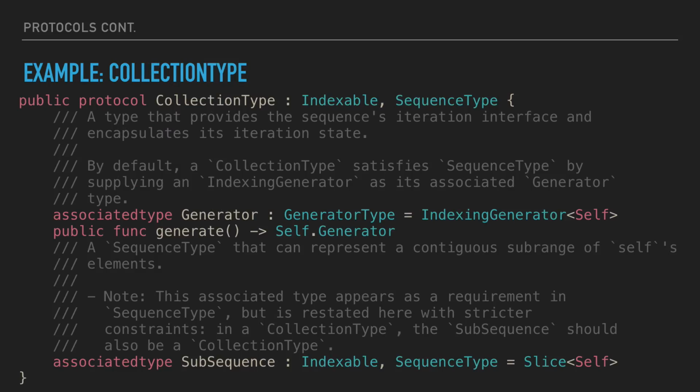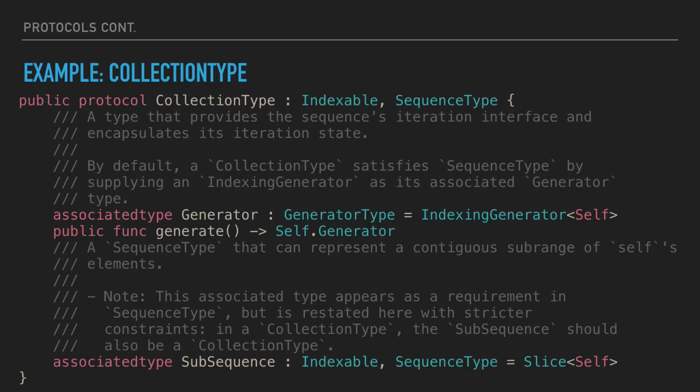Another example in the standard library is CollectionType. And CollectionType is one of the protocols that underlies things like arrays and sets. And this CollectionType conforms to other protocols, Indexable and SequenceType, and has an associated type called a Generator. And this generator essentially lets you iterate through the values. I believe in Swift 3 this is going to be renamed Iterator to more closely conform to other generic systems' names for the same sort of idea.